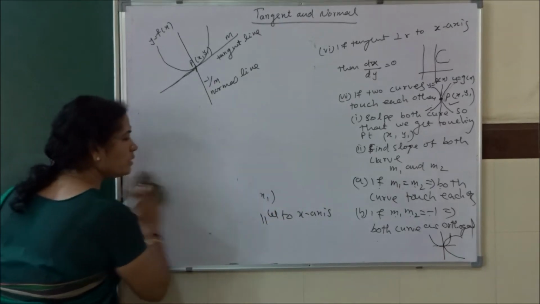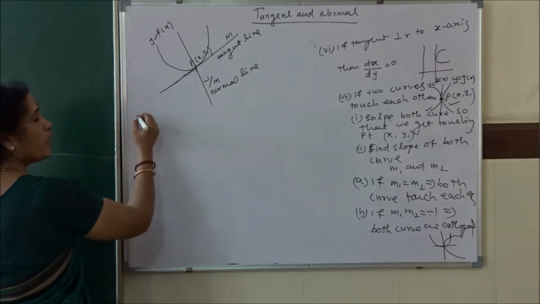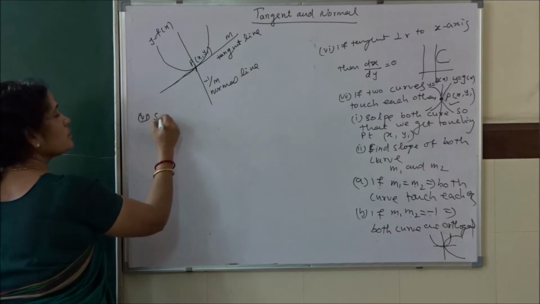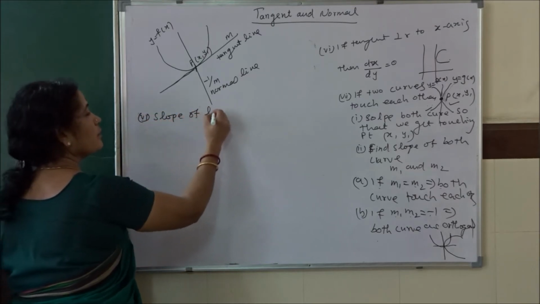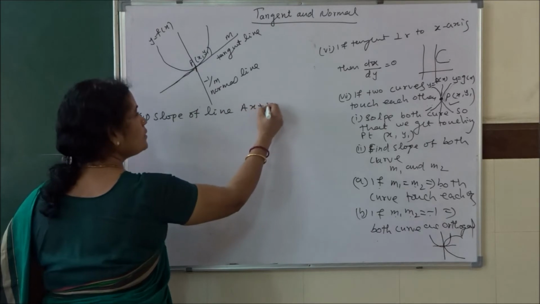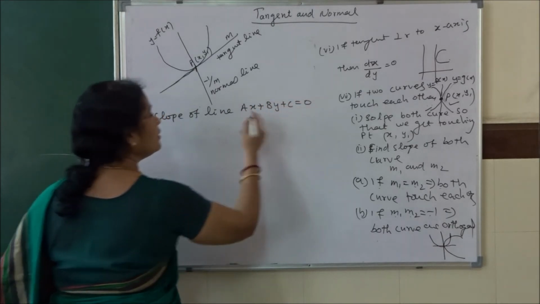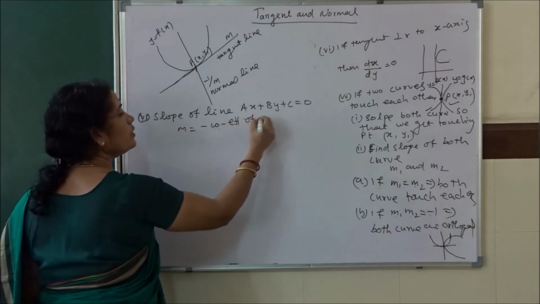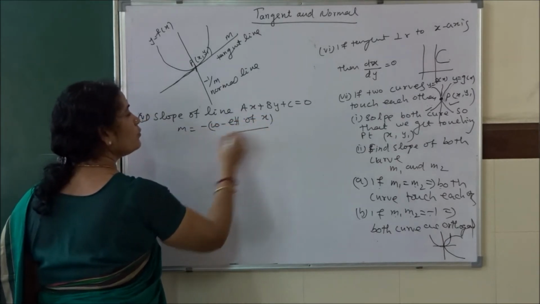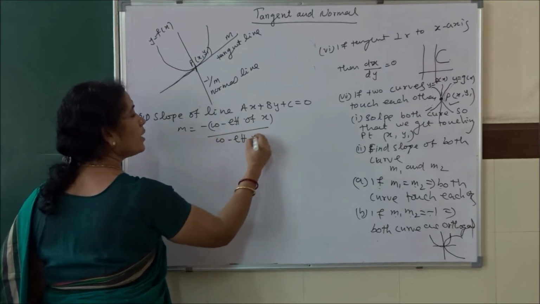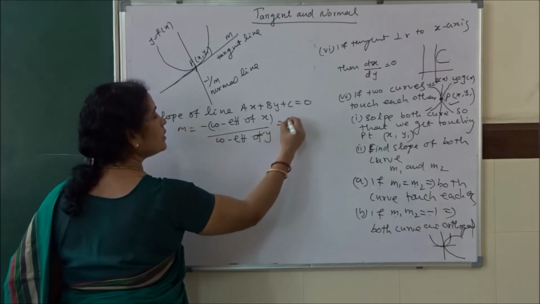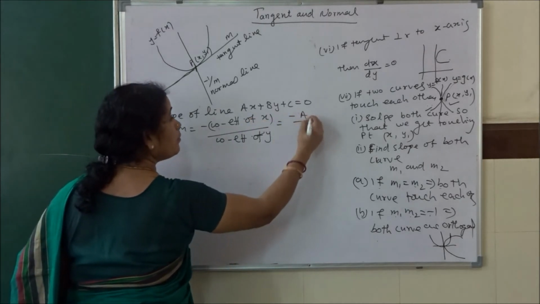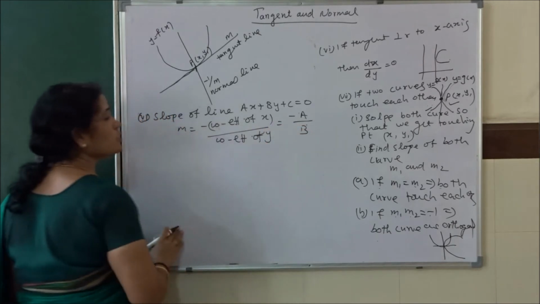Now you have seen how to find the slope of a line. Next, the fifth point, that is the slope of a line, when one line is given. This you have seen in 11th standard. How to find the slope? It is equal to minus coefficient of x upon coefficient of y. So for ax plus by plus c equal to 0, the slope is minus a by b, minus coefficient of x upon coefficient of y.